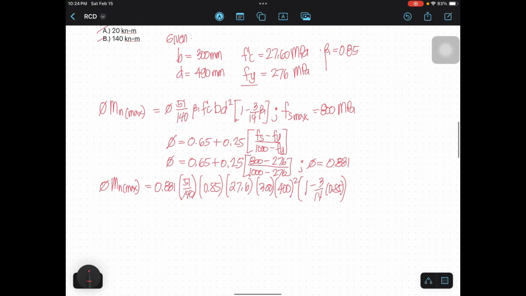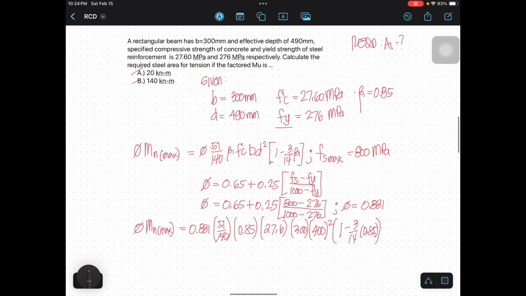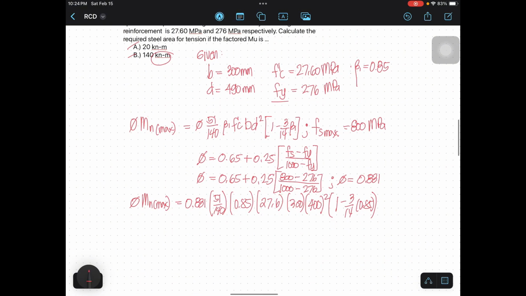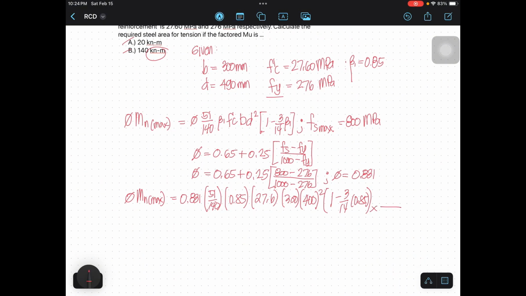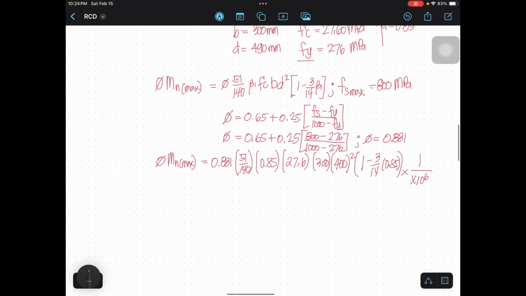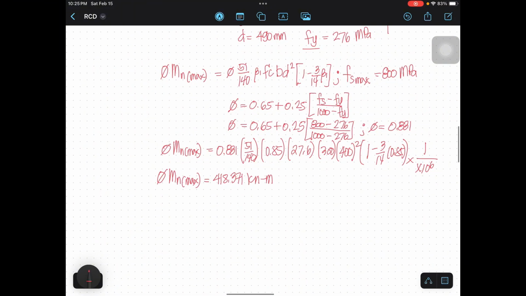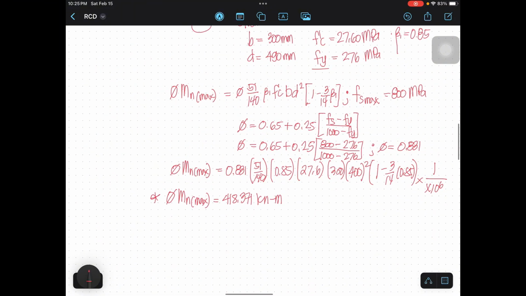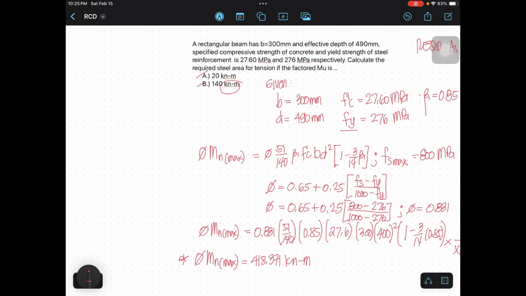Okay, so if yung gusto natin is in terms of kilonewton meter, since naka-kilonewton meter yung mga factored moment natin, so divide natin ito ng 1 times 10 raised to 6 or divide natin yun ng 1 million. Okay, so therefore yung ating maximum moment capacity is 418.371 kilonewton meter. So ito yung ating pang-check sa mga factored moment na given.